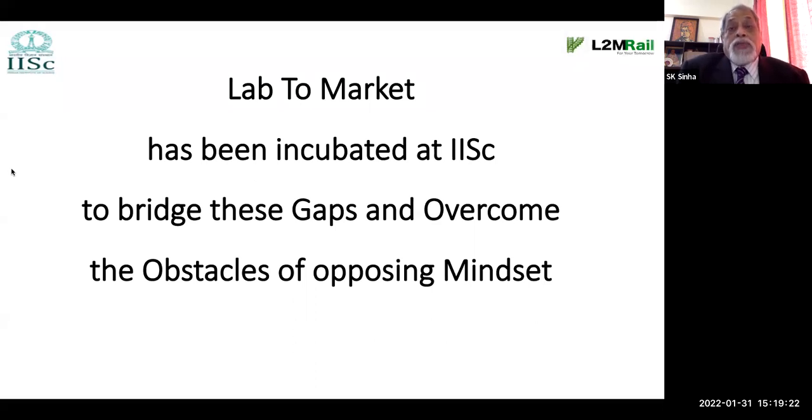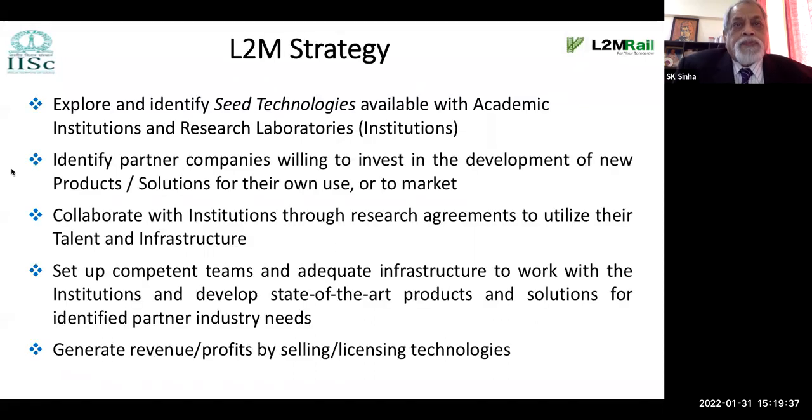Here, there is a 72-year-old man going there and telling them, look, I am going to make a connection between you and industry, and this is my approach. It took some time convincing them. But finally, I am very happy that it happened. IISc agreed.